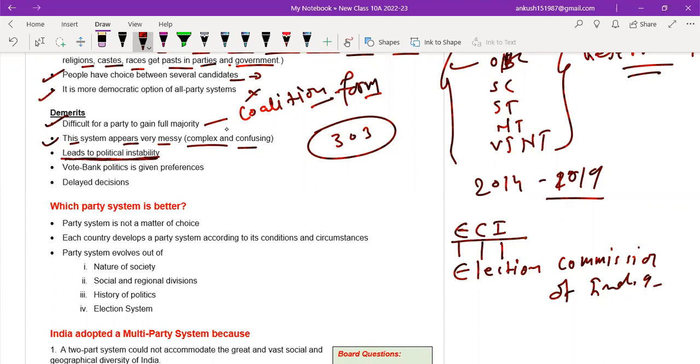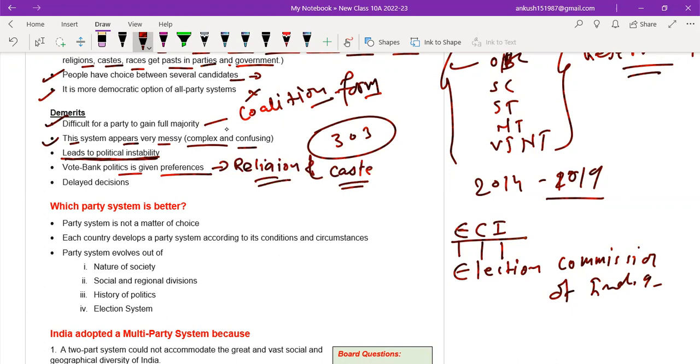That is why most of the times a coalition government, or a country which has a democratic or multi-party system, doesn't have stability. Most of the times elections are being held. Vote bank politics is given preference. Now politics in our country, especially India, is totally based on religion and caste.